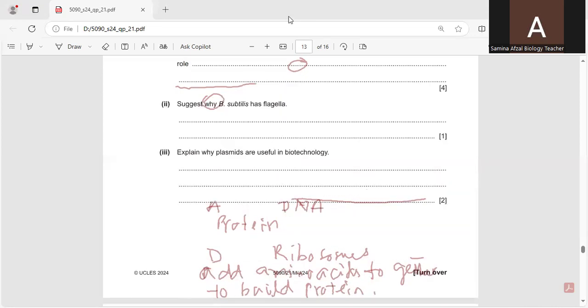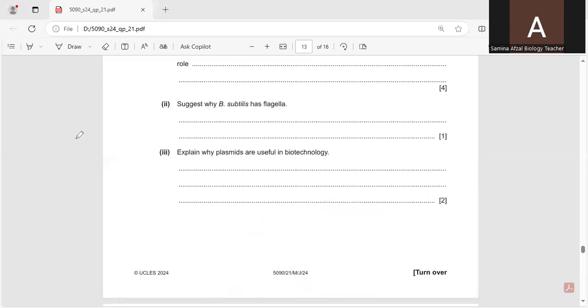Now the next question is, suggest why B. subtilis has flagella. Flagella is a locomotive organ. So it is a locomotive organ with the help of which the bacterium moves.